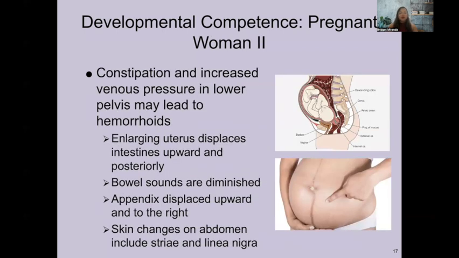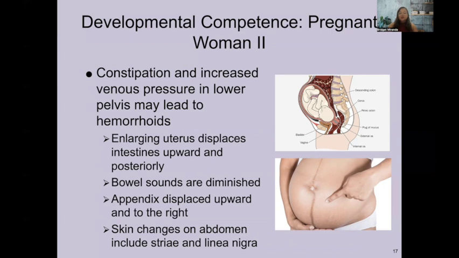Here you see that this increased pressure also leads to increased risk for hemorrhoids because of the pressure onto that lower GI area. And bowel sounds can sometimes even be diminished, if not displaced, because of the way that the uterus is lying over the abdominal area. And this is also dependent on the size of the baby and what term you are in your pregnancy or your patient is in. And this can happen with many organs.